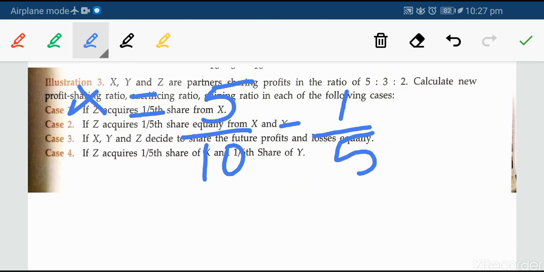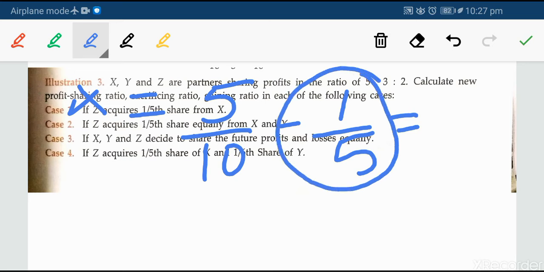ये याद रखना है. Of X means उसका. From means इतना ही निकाल लेना है. ठीक है. That will be deducted from this. So this will be the sacrificing ratio of X only, and the new profit sharing ratio will be 5 upon 10 minus 1 by 5. How much he is giving to that partner, or how much is being acquired by Z? So Z acquires 1 by 5.